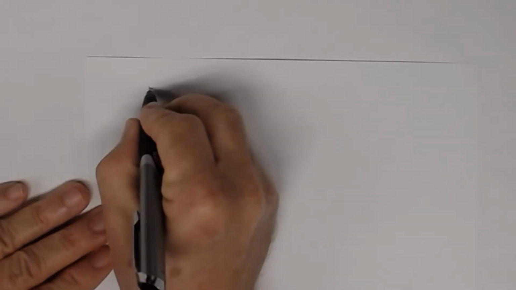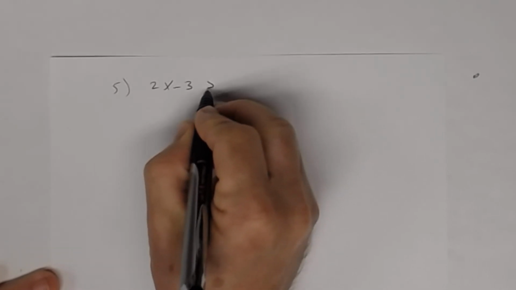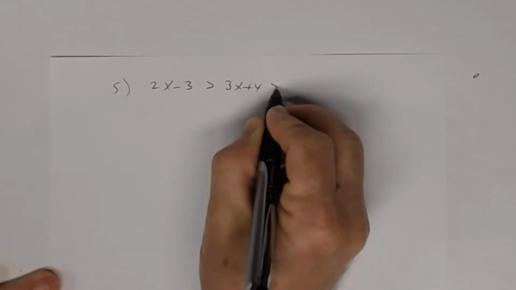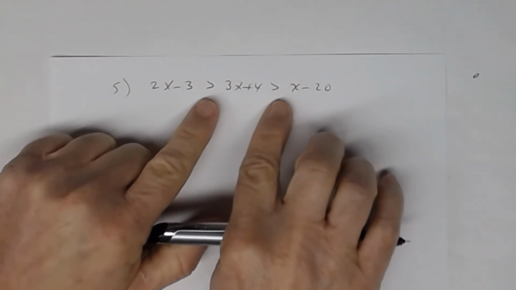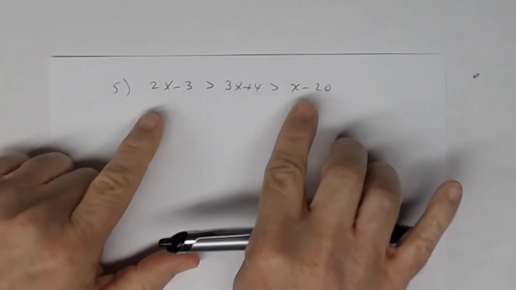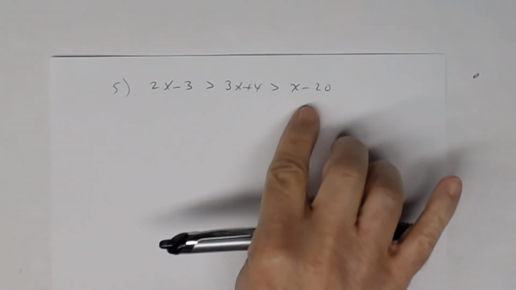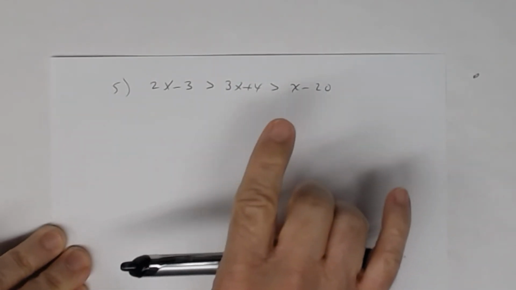And then finally, let's do one more. So this will be number 5. All right, we have 2x minus 3 is greater than 3x plus 4 is greater than x minus 20. All right, so we have this compound inequality. Notice the inequality pointing in the same direction, greater than, greater than. So the question becomes, can you use that second approach to where you can get the variable in the middle by itself? The answer is no.